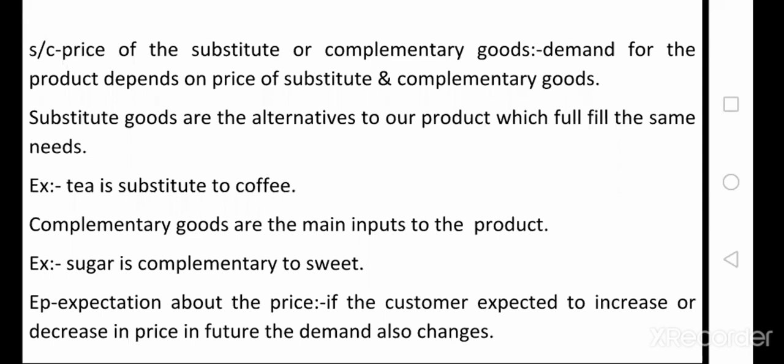At the same time, with rice, if you expect that next month the rice price decreases, automatically you purchase only what you need in the present month, and you do not purchase the product as extra, that is, you do not stock it up. You purchase only what is necessary at present. Like that are the expectations about the price. If the customer expects an increase or decrease in price in the future, the demand also changes.